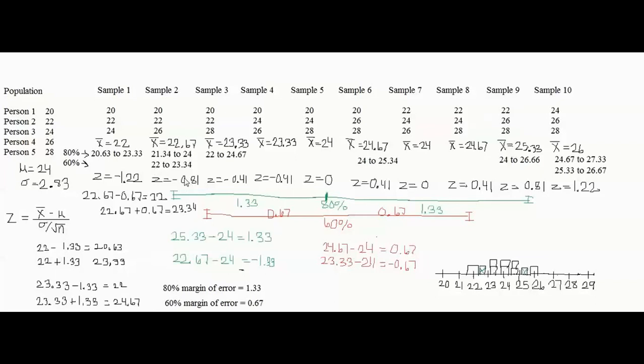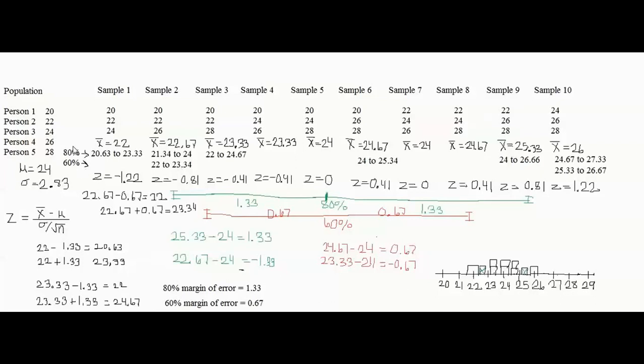So when we added and subtracted the 80% margin of error, we were adding and subtracting a larger number. When we were creating each of the 60% confidence intervals, we were adding and subtracting a smaller number. So since the 80% margin of error is larger than the 60% margin of error, each of the 80% confidence intervals is wider than each of the 60% confidence intervals. So a confidence interval with a higher percentage will always be wider.